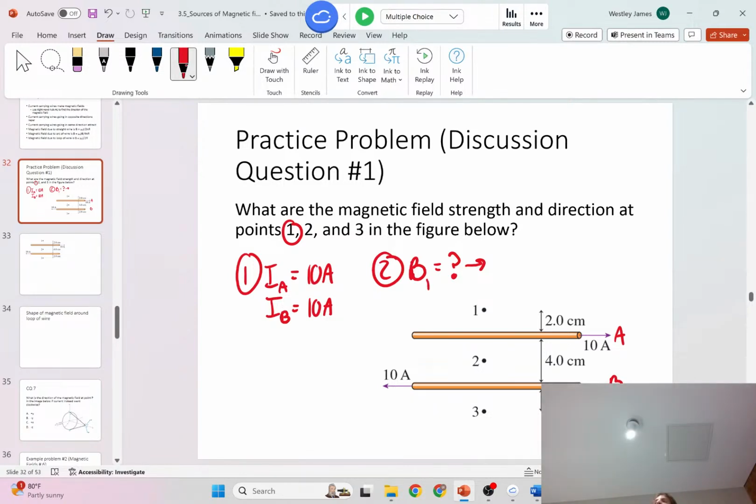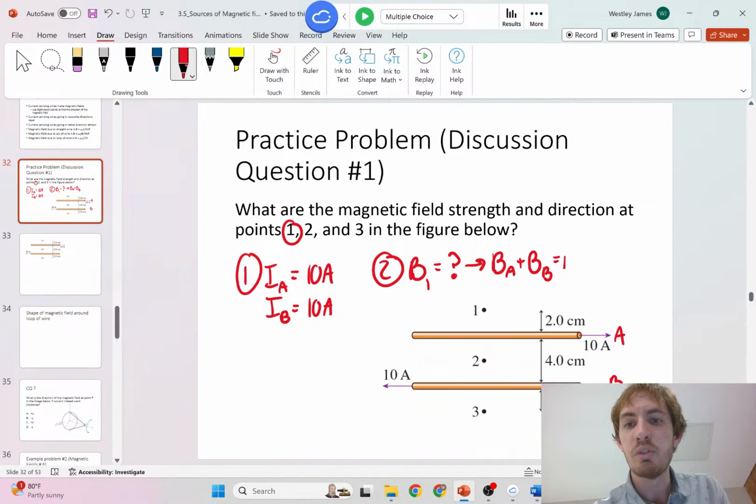The key to this, each wire makes a magnetic field at that spot. Each wire makes a magnetic field. So if I want to find the magnetic field at point 1, I'm going to do B_A plus B_B equals B_1. The magnetic field due to wire A plus the magnetic field due to wire B is going to equal that. Now, I actually have to check something. I just told you it was addition. We don't know that for sure.